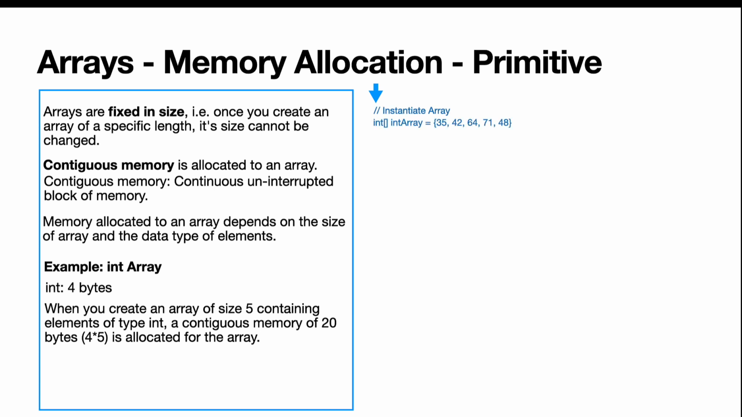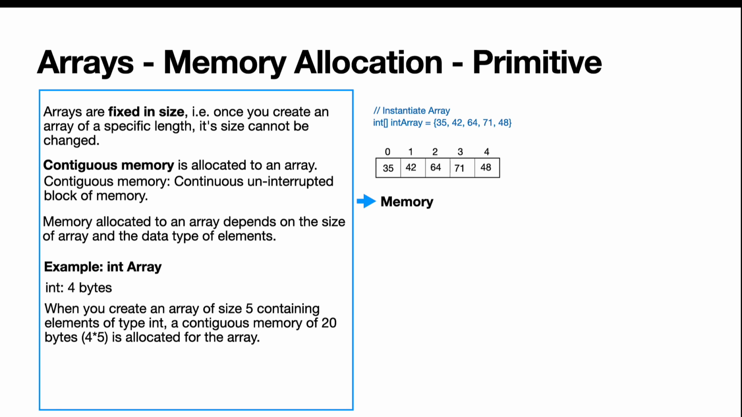Let's look at this example in depth. Let's create an array of size 5 containing elements 35, 42, 64, 71, and 48. So the length of the array is 5, the index of the first element is 0, and the index of the last element is 5 minus 1, which is 4. The array contains elements 35, 42, 64, 71, and 48.